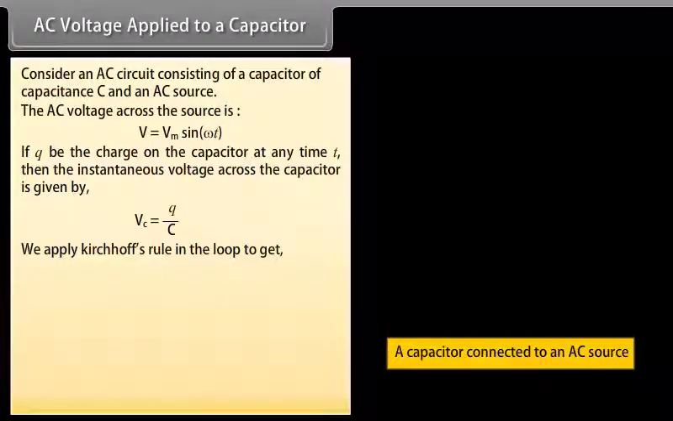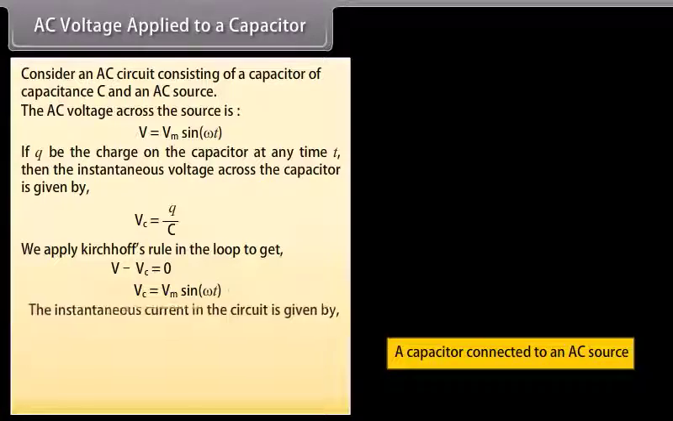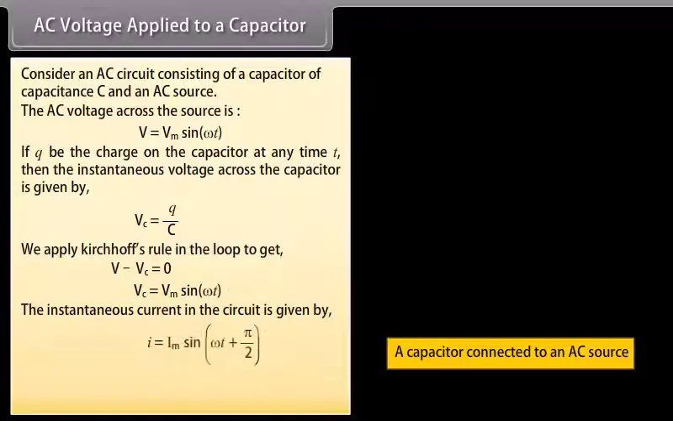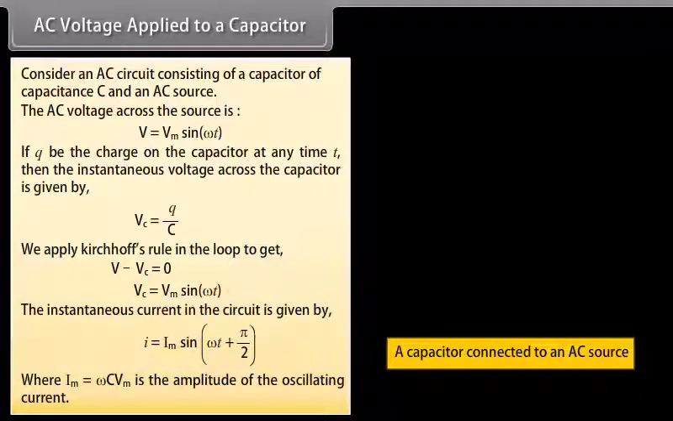We apply Kirchhoff's rule in the loop to get V minus Vc equal to 0. Now we put the value in the above equation. Vc is equal to Vm sin omega t. The instantaneous current in the circuit is given by I equal to Im sin(omega t plus pi by 2), where Im is equal to omega C Vm, the amplitude of the oscillating current.